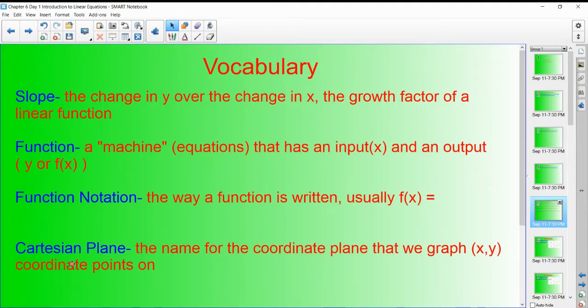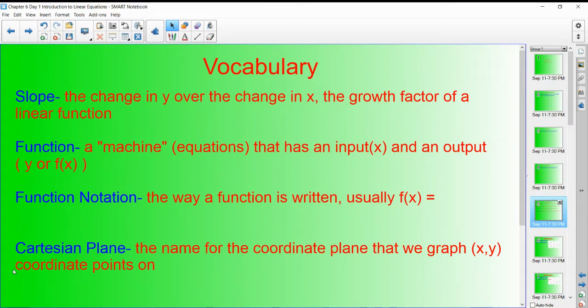Now, some of the terms you see here, you're more than welcome to pause the video right now if you would like to copy them down. But these are just some of the terms we're going to be talking about today. We have slope, we have what a function is, function notation, and the Cartesian plane.